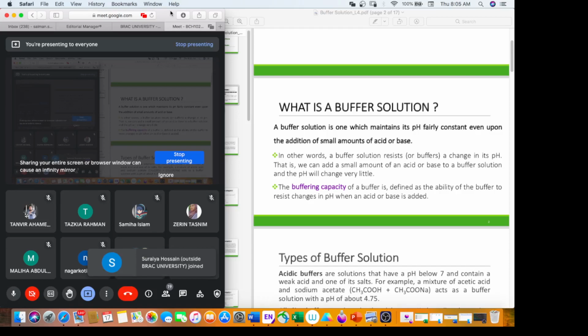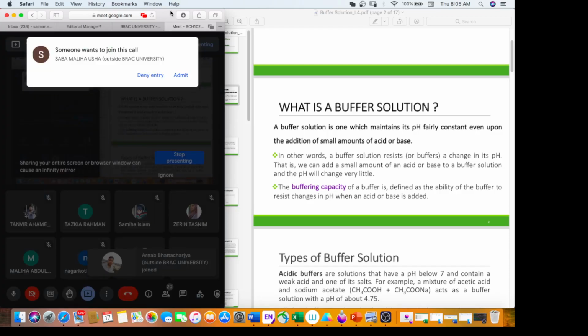Yes, sir. And the power that lets the buffer resist the change of the pH is called buffering capacity. Clear? Yes, sir. So the buffering capacity is the ability of the buffer to resist change of the pH. Is it clear to all? Yes, sir.